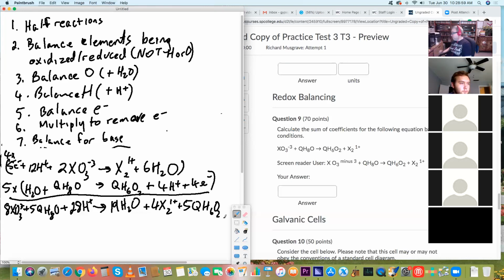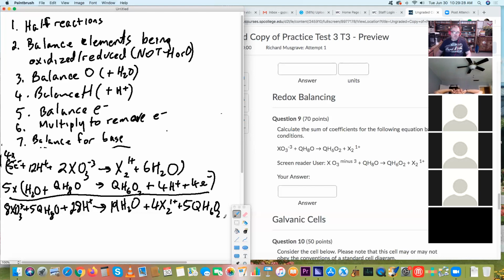There we go. All right, so that should be balanced, and we should check on that to make sure it is. Let's check out the X's first. So 8 X on the left side. On the right side, 4 times 2, that's 8. So X is okay. Oxygens, we have 24 plus 5 is 29. 29 oxygens on the left side. On the right side, oh, hang on.